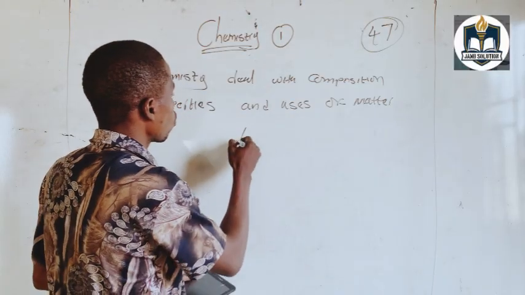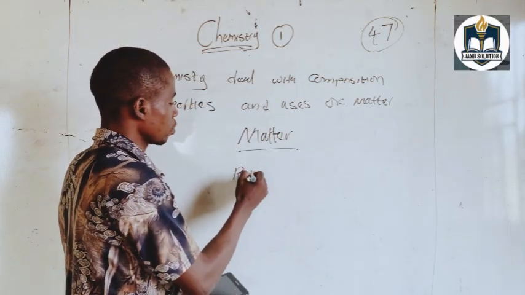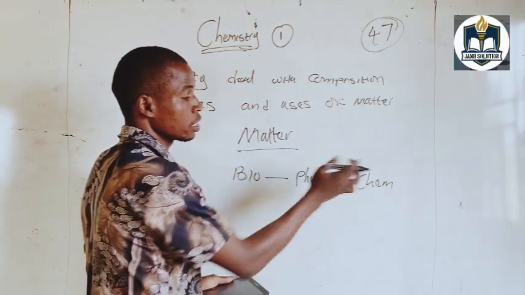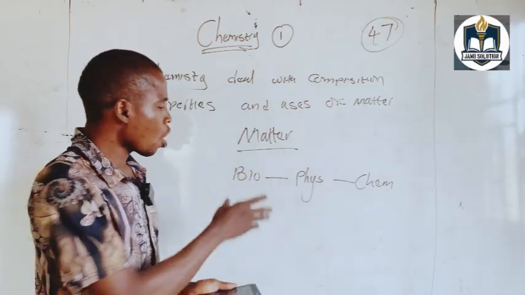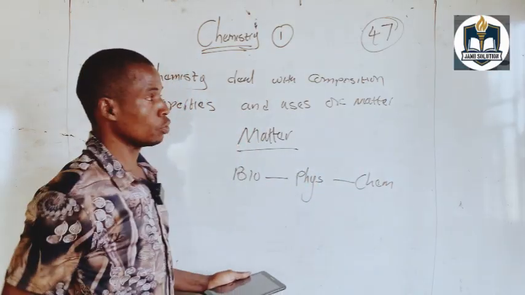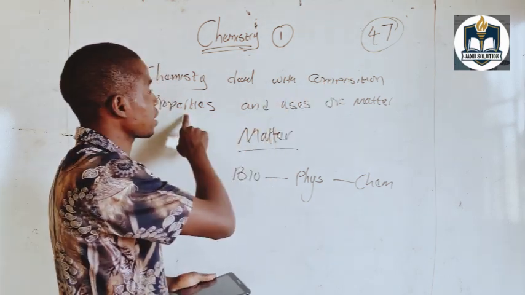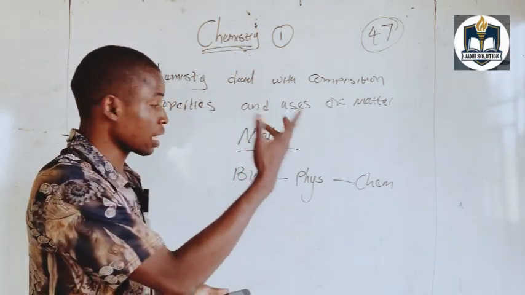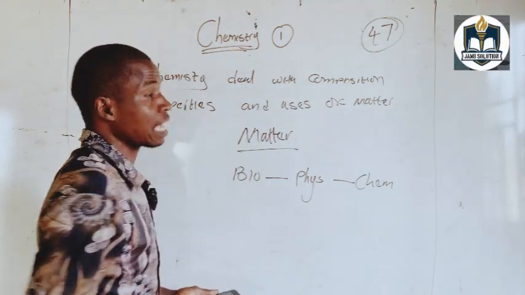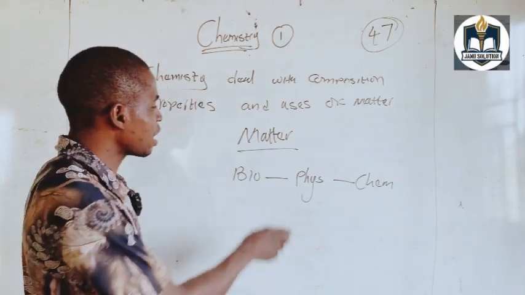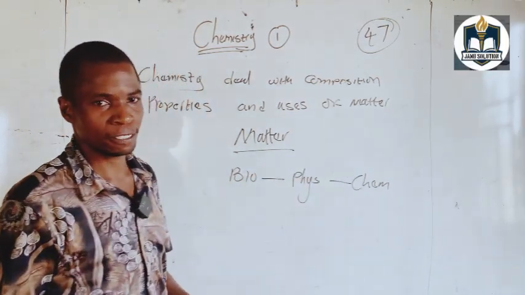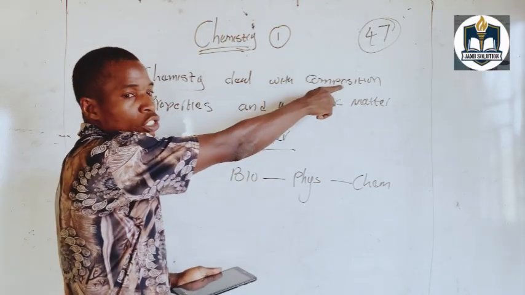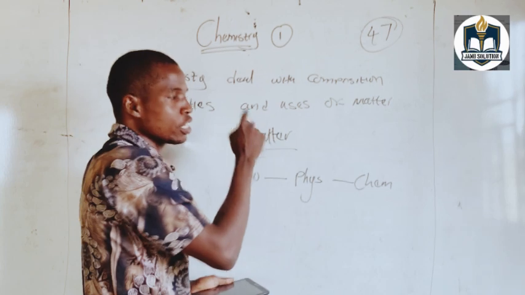I want you to know that biology studies matter, physics studies matter, and chemistry studies matter. Now, all these study what? Matter. Look at the definition. Chemistry deals with composition, properties, and the uses of matter. Even chemistry is telling us that we study matter, but they don't study matter in the same way. They study matter in different ways. What chemistry is studying here is the composition, the properties, and the uses of matter.